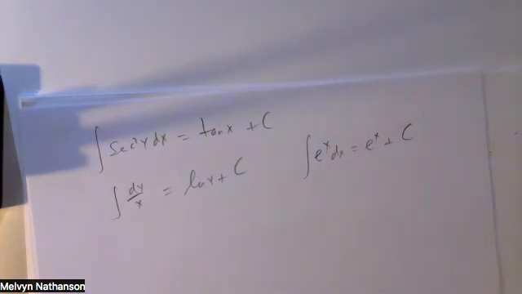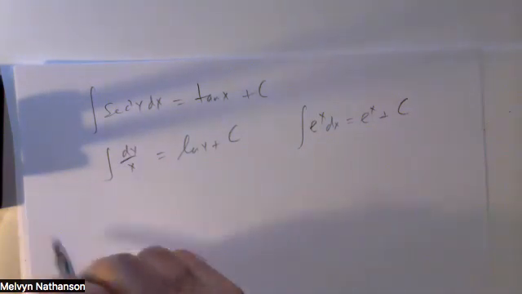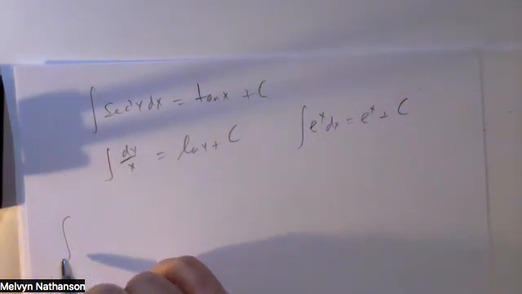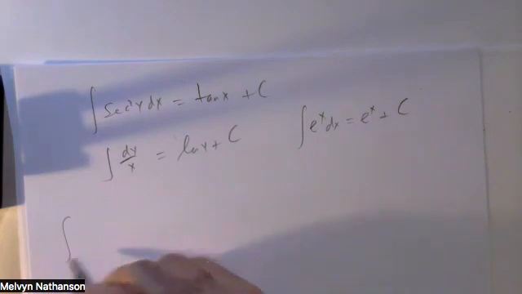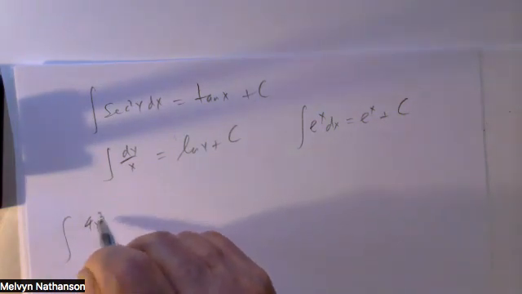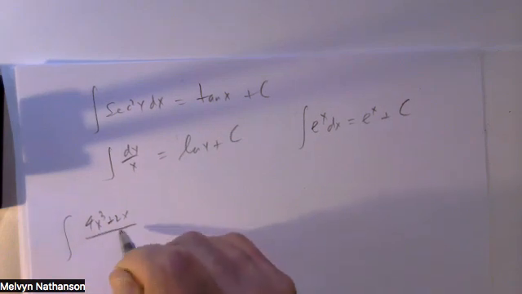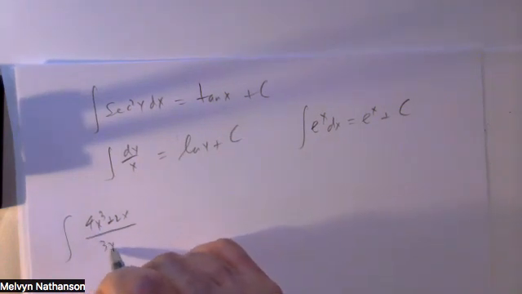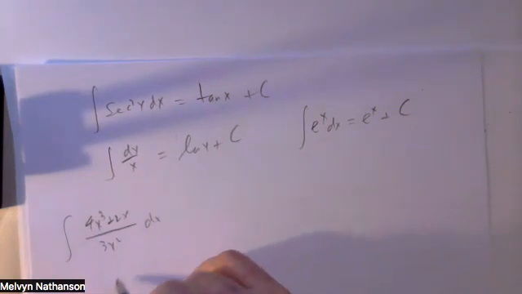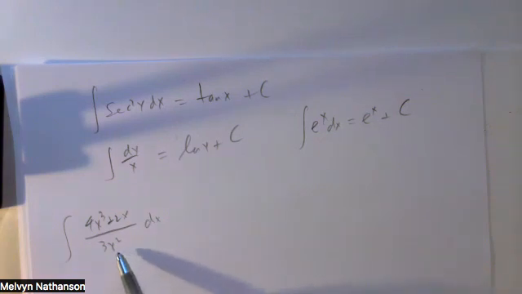Now, there is some algebraic skill you need when you're trying to solve more complicated looking integrals. Suppose we have (4x cubed plus 2x) over 3x squared. We want to integrate that. So what we can do is try to rearrange this integrand, the function we're trying to integrate or find the antiderivative of. Let's see, how can we do that?